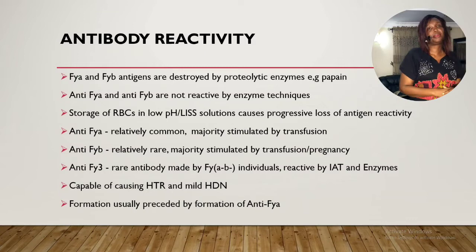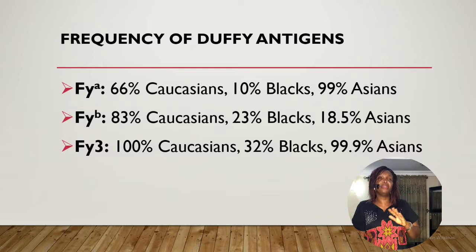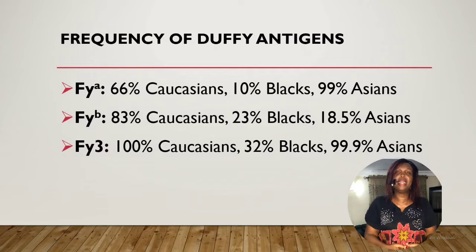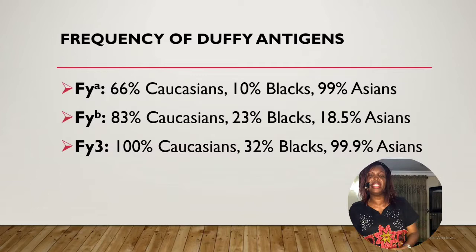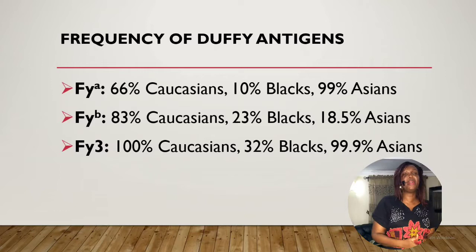Now, frequency of Duffy antigens. Studies have shown that we have about antigen FYA, 66% in Caucasians, 10% in blacks, and 99% in Asians. While FYB, we have about 83% in Caucasians, 23% in blacks, and 18.5% in Asians. Antigen FY3, we have 100% in Caucasians, 32% in blacks, and 99.9% in Asians.